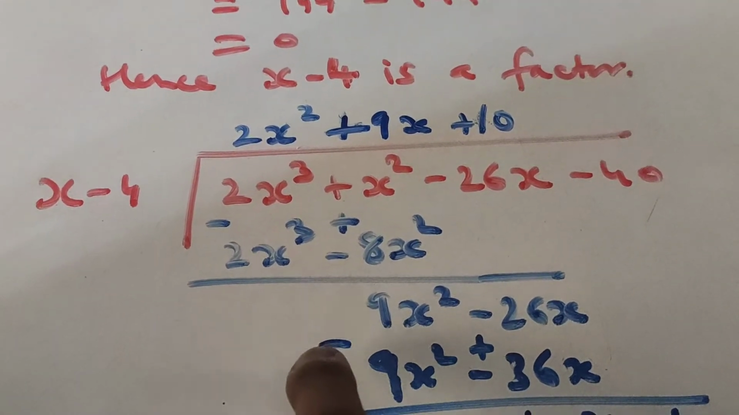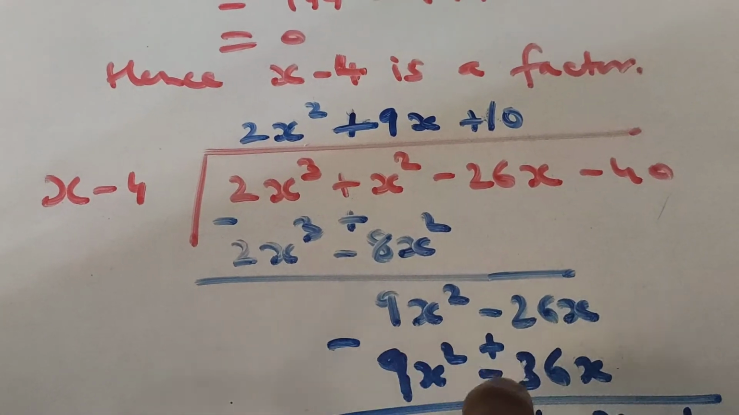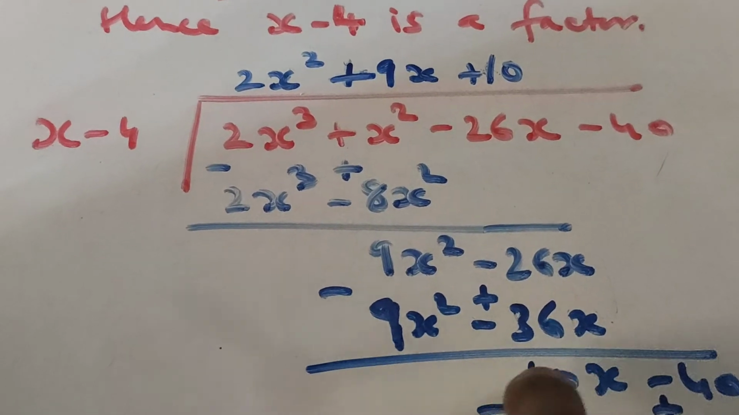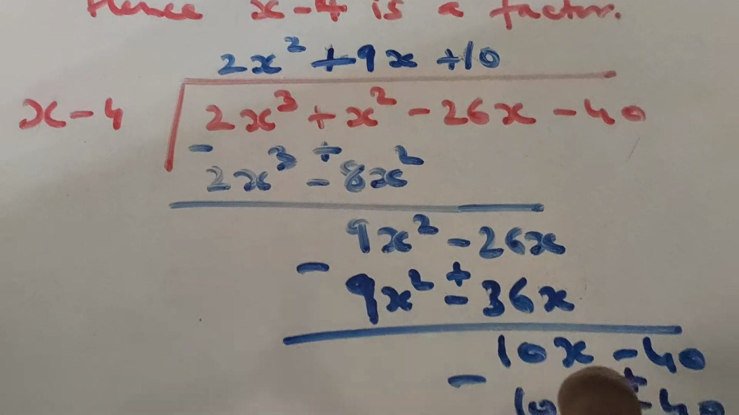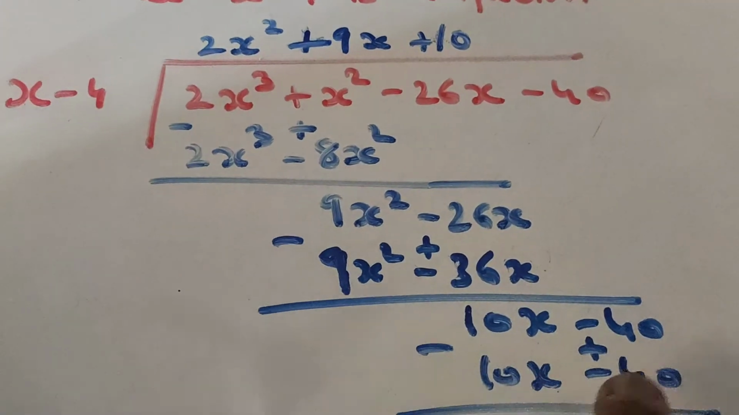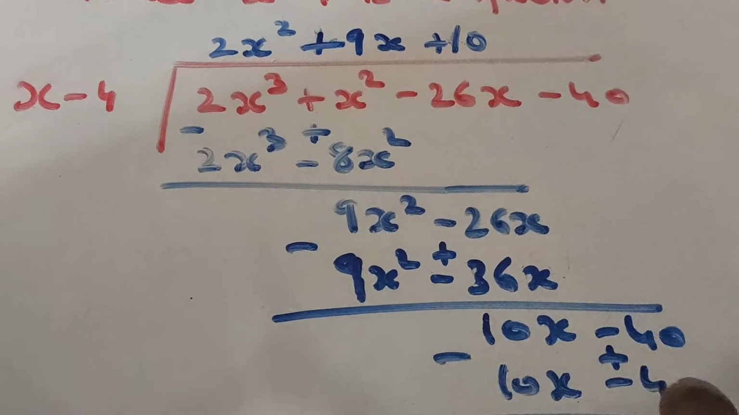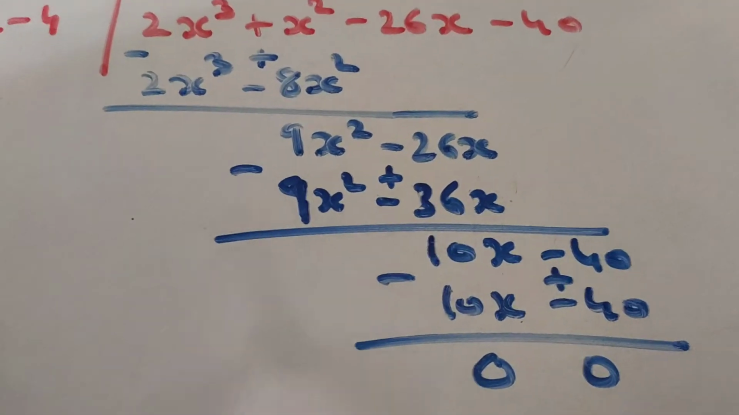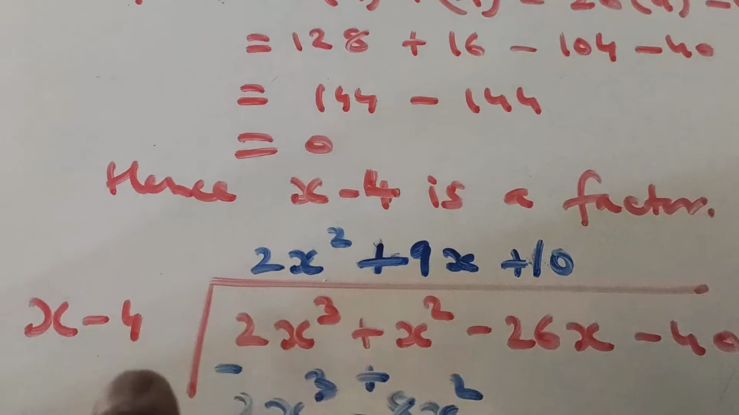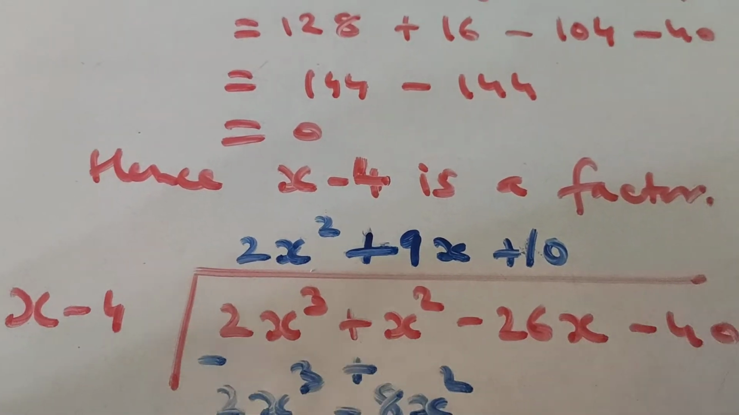Now minus. In division we do minus, so this becomes 0. Minus becomes plus, minus 26 and plus 36 becomes plus 10x minus 40. Now I require 10x, so I multiply with plus 10. So 10x minus 40, minus, this cancels, minus minus plus, the new sign is plus, minus 40 plus 40 becomes 0. So here we have obtained that there is no remainder, it is 0, by multiplying x minus 4 with 2x square plus 9x plus 10. We are getting the polynomial.